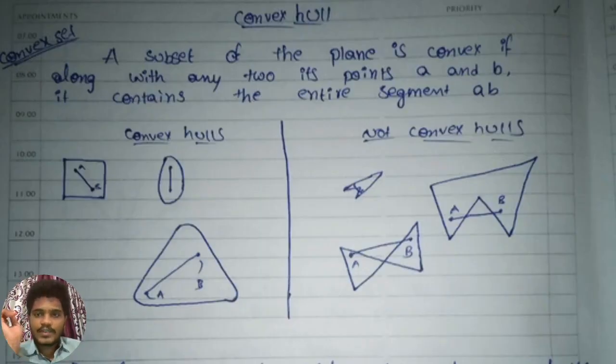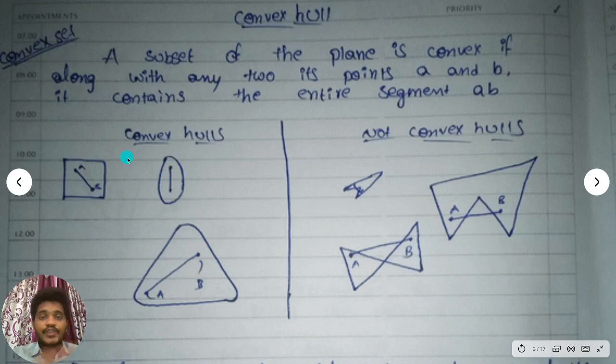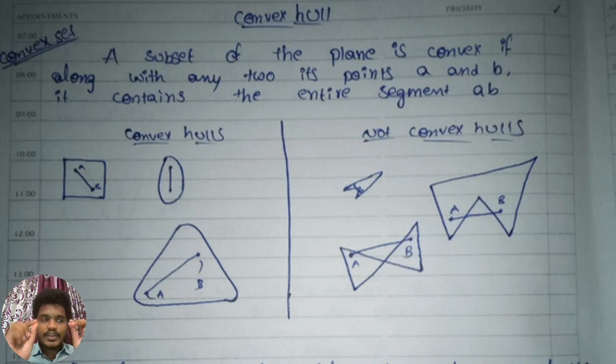This is the first slide of our presentation, and there is a definition for the convex set. Let me read out the definition for your convenience. A subset of the plane is convex if, along with any two of its points A and B, it contains the entire segment A B within the figure. It might sound kind of crazy, but let me explain using these diagrams. If you take any 2 points within a closed polygon or a figure, the line segment joining those both points should lie within the same figure. Then we call it a convex set.